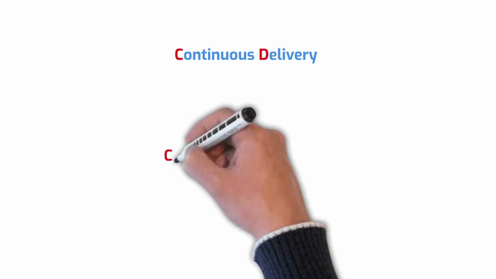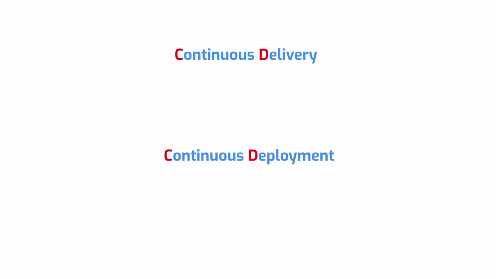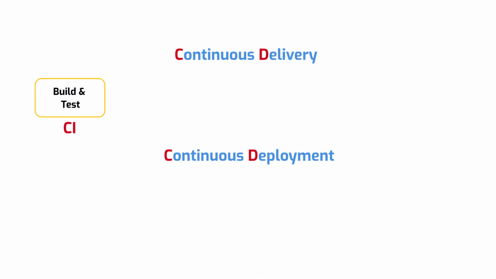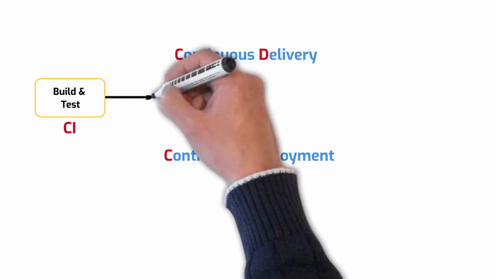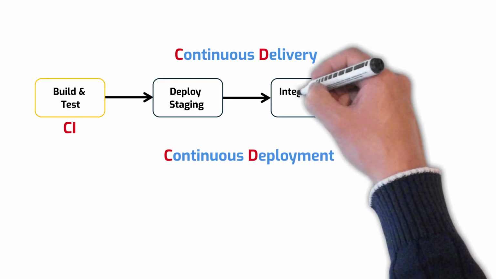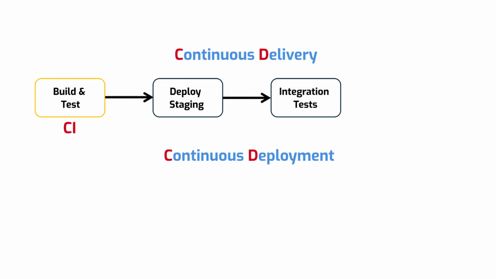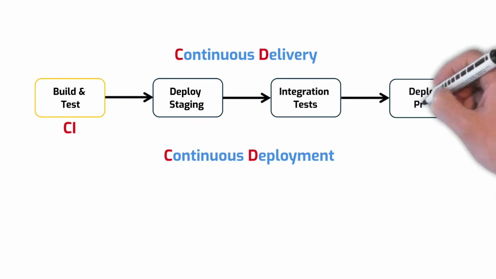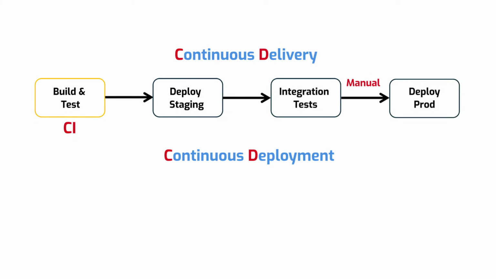Now, going a little deeper into CD, which stands for continuous delivery or continuous deployment, what is the difference between the two? Continuous delivery is the practice of automatically building, testing, and preparing code changes for release to production. The process includes deploying to a staging environment and running integration tests to ensure everything works as expected. However, the final step, which is deploying to production, requires manual approval, giving teams control over when new features go live.